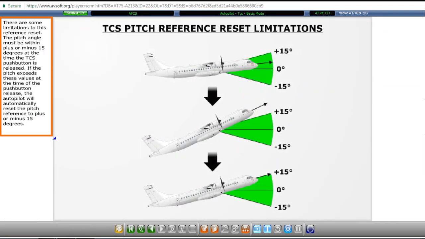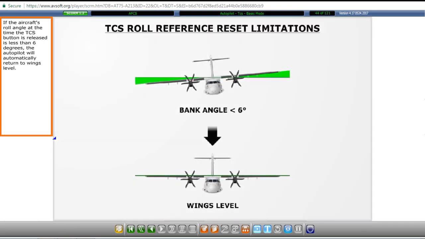There are some limitations to this reference reset. The pitch angle must be within plus or minus 15 degrees at the time the TCS push button is released. If the pitch exceeds these values at the time of the push button release, the autopilot will automatically reset the pitch reference to plus or minus 15 degrees.